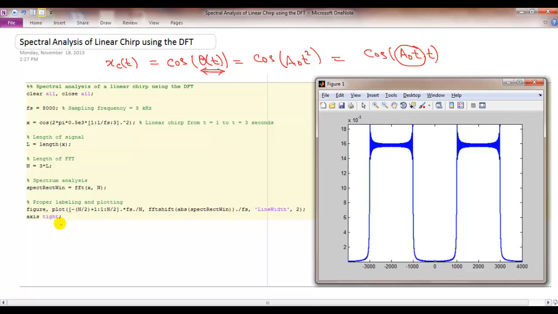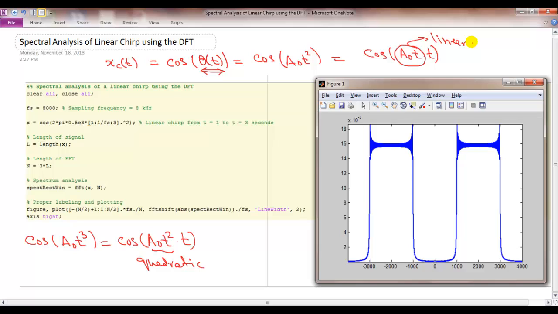There are of course quadratic chirps which are given by a naught t cubed. So you can write them as a naught t squared times t. So this is a quadratic chirp because your frequency is varying in a quadratic fashion with time. Okay. So this is quadratic change and this is linear change.